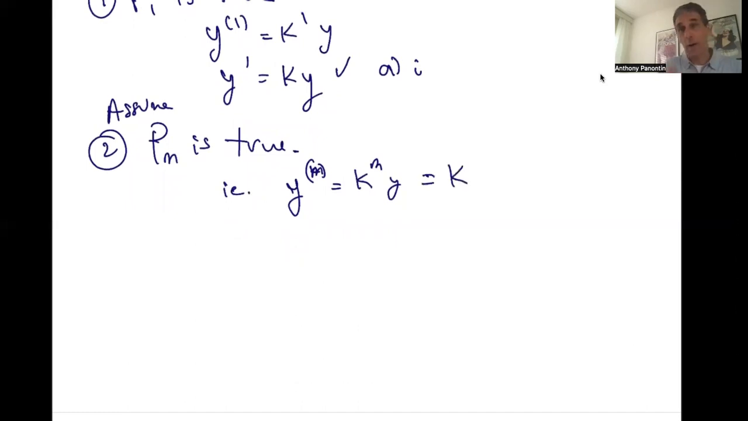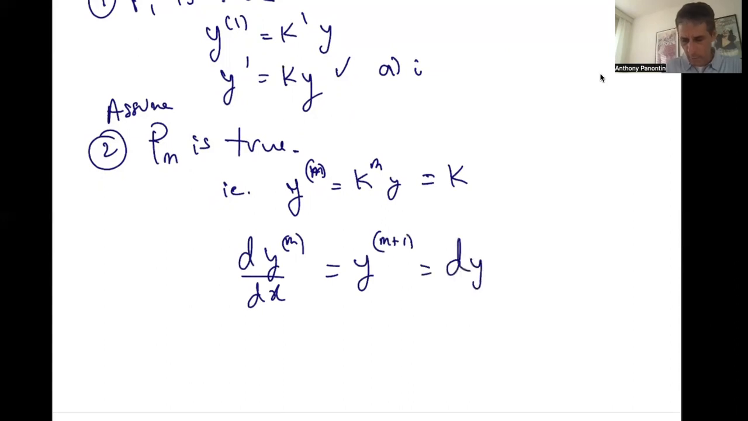And if you haven't thought about this, your next step in mathematical induction is to differentiate both sides. If I differentiate both sides, the left-hand side is the derivative of the mth derivative. In other words, it's the m plus first derivative. Now, if you want to write it the way they wrote it, it would be dy to the m plus 1 over dx to the m plus 1. So the left-hand side, if I differentiate that, I get the m plus first derivative.